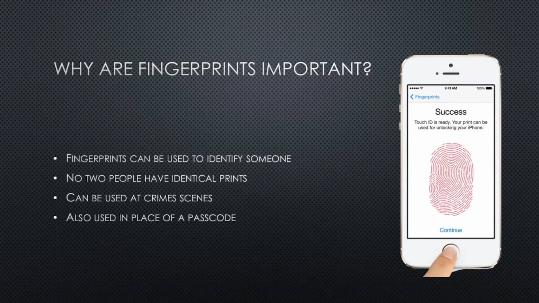So this can be used in a number of places, such as crime scenes, but it can also be used more commonly in the everyday world in place of a passcode. So for instance, you may have clocked in and out at work using a hand scanner, or even more commonly, your phone may have a scanner built in that you can use to scan your fingerprint in order to unlock the phone.